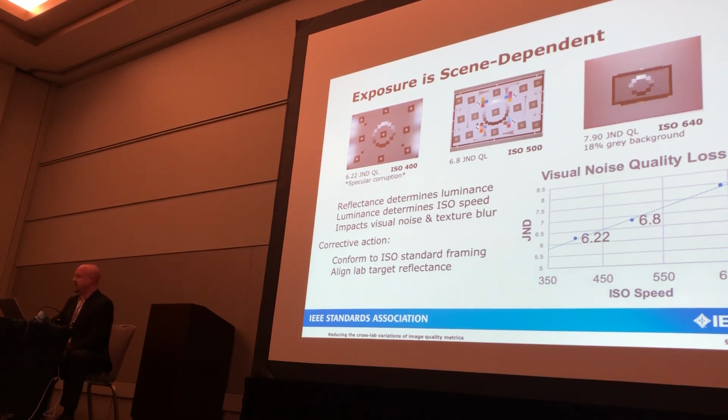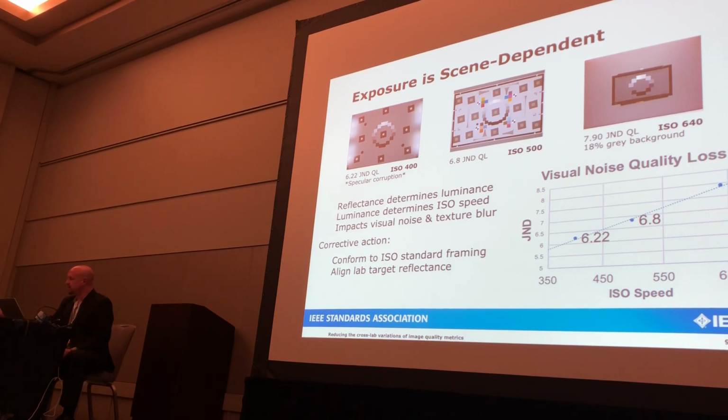Exposure is scene dependent. We controlled for scene illumination, but labs were not overly concerned with target reflectance, which is the other factor which drives scene luminance. Here you see that we had specular reflections on the target, which caused the ISO speed to drop down significantly. Here we had a lab that had a darker background, which caused the exposure to select a higher ISO speed.